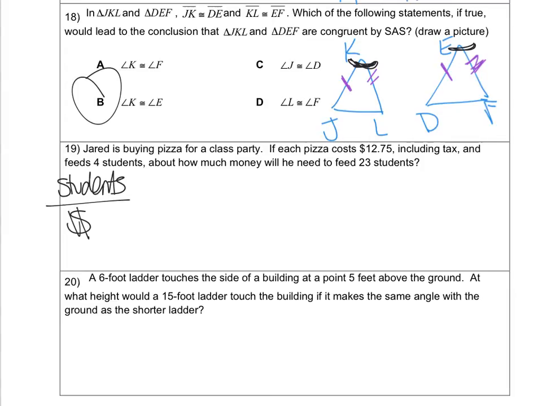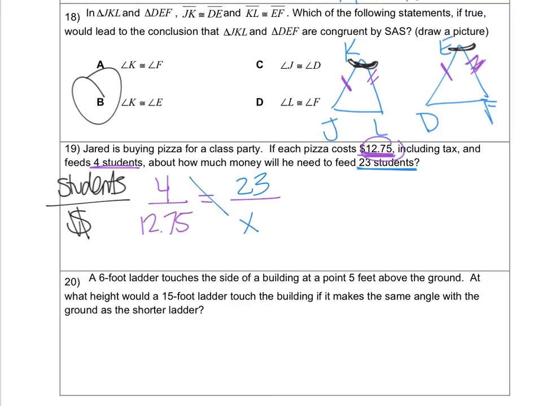Okay, it says if each pizza costs $12, including tax, and feeds 4 students. So I know that $12.75 is going to feed 4 students. Okay, so I need 2 equal fractions. So $12.75, that's talking about money, so that's going to go on the bottom. That amount of money is going to feed 4 students. So students goes on top. It says how much money will he need to feed 23 students? So 23 is talking about students. Students is on top. So 23 is going to go on top also. That means for the bottom, you have to have x.